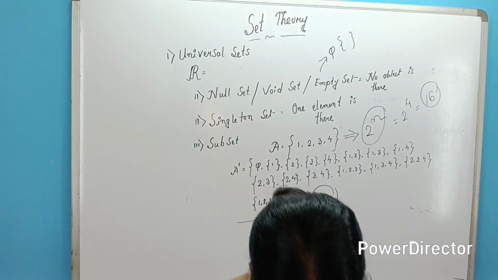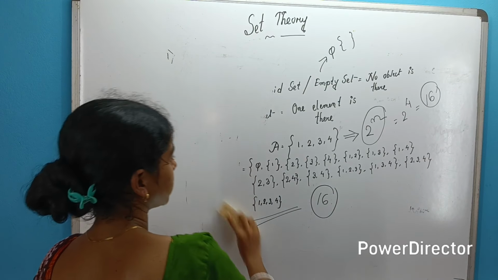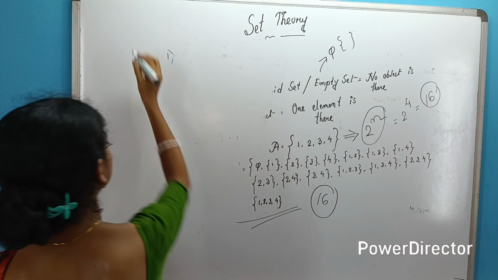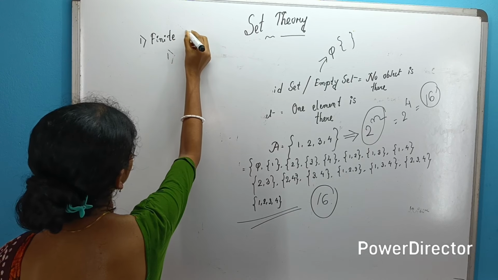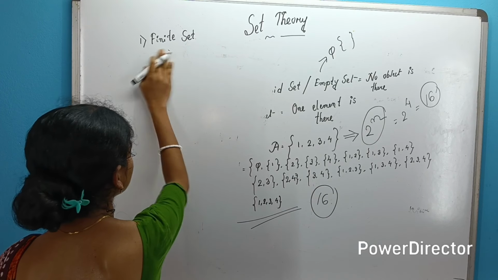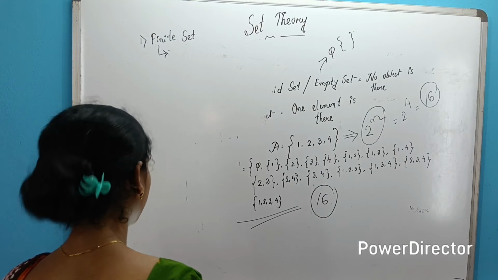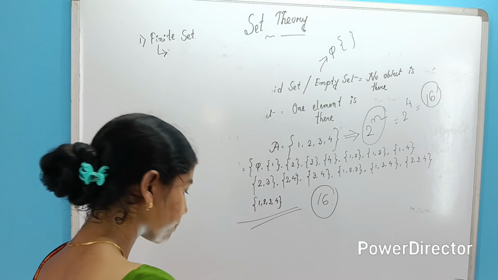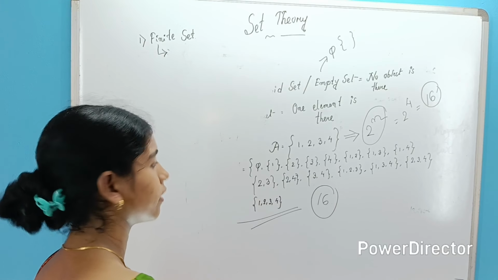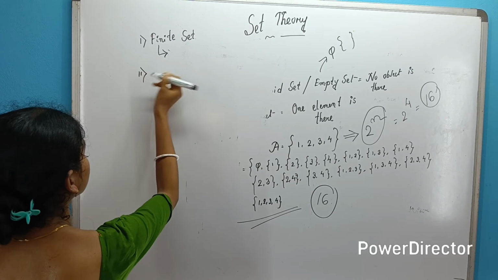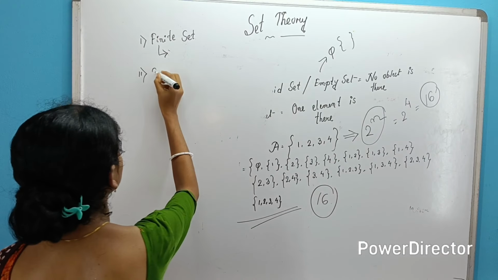Then after that we have to study finite sets. Finite itself contains the meaning: finite means the number of elements we can count. For example, the number of students in any class can be counted, so it is finite. Okay, finite set. Then an infinite set is the set of natural numbers or the set of real numbers. It is infinite.